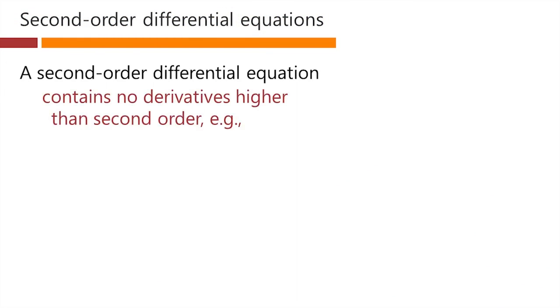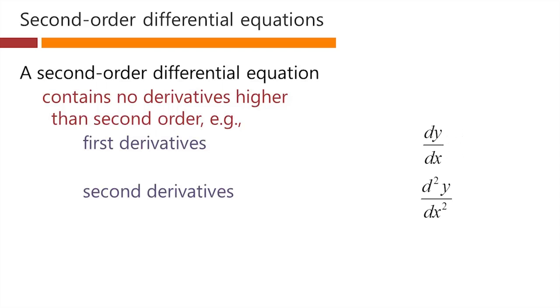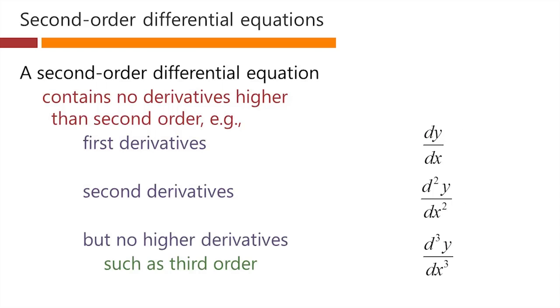A second-order differential equation is one that contains no derivatives higher than second order. For example, first derivatives, second derivatives, but no higher derivatives such as, say, third-order derivatives. This would be a third-order derivative here, d cubed y by dx cubed.